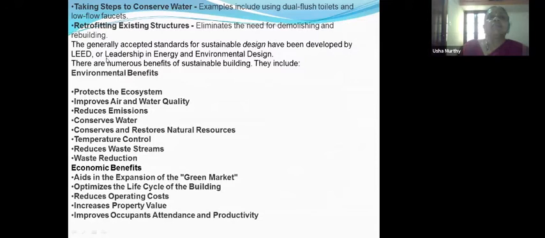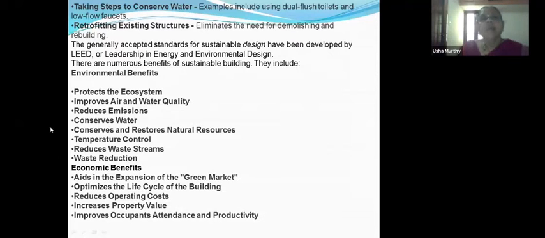Then we have certified existing structures. The generally accepted standards for sustainable design have been developed by LEED, that is Leadership in Energy and Environmental Design. There are many benefits, environmental benefits and economic benefits. Environmental benefits: it protects the ecosystem, improves air and water quality, reduces emissions, conserves a good amount of water, and restores natural resources. Temperature will also be controlled, and waste streams and the generation of waste are reduced.